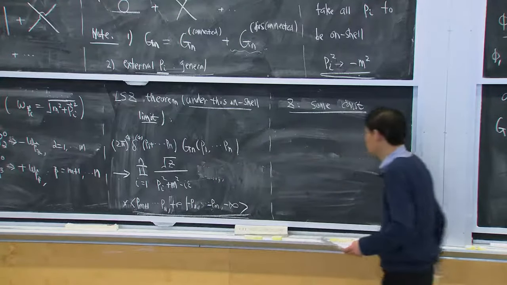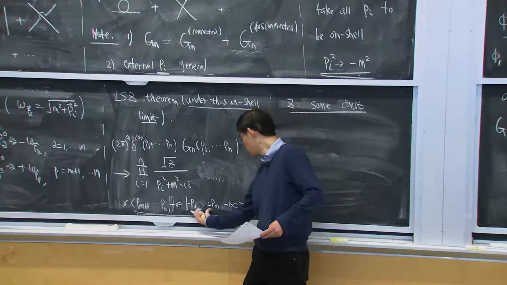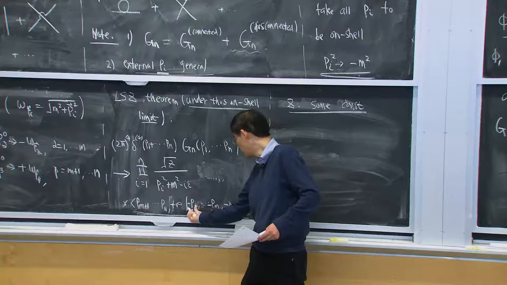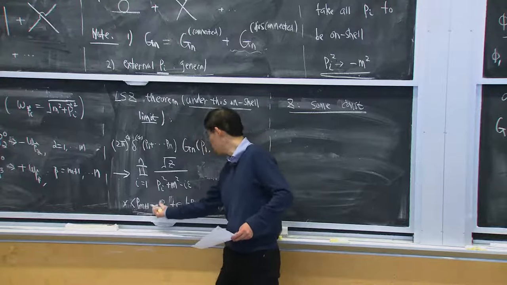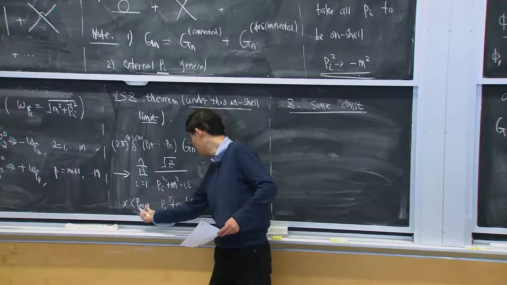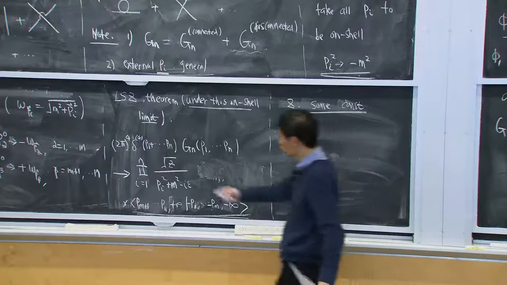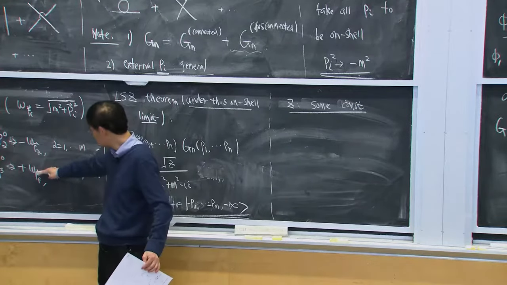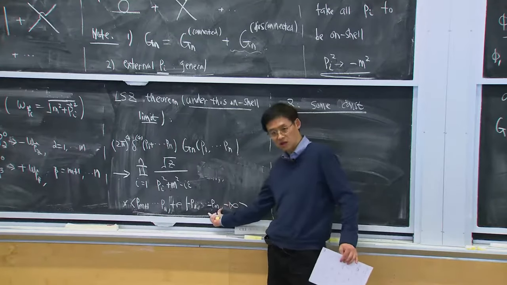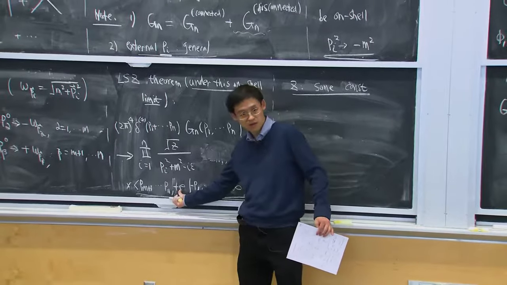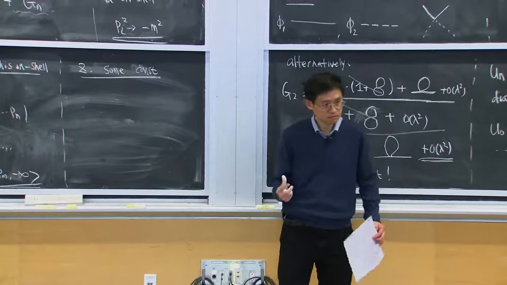Okay? So this is the scattering amplitude for particles with initial momentum minus p1 to minus pm into particles with final momentum m plus 1 to pn, okay? So essentially, whether you choose the negative root or the positive root decides whether you are in the initial state or in the final state of the scattering amplitude, okay?